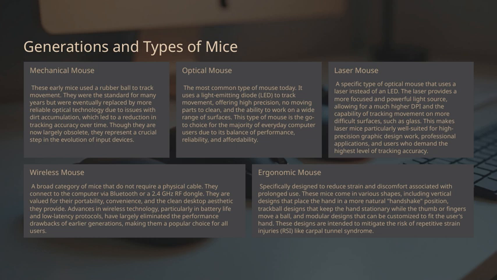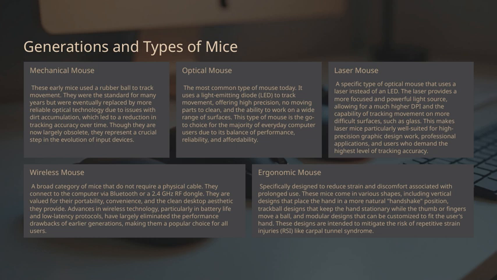Moving on, the most common type today is the optical mouse. This device uses an LED light to track movement with high precision. It has no moving parts, which means less maintenance and no need for cleaning like the older mechanical models. Plus, it works on a wide variety of surfaces, making it very versatile. Because of its balance of performance, reliability, and affordability, the optical mouse is the go-to choice for most everyday computer users.